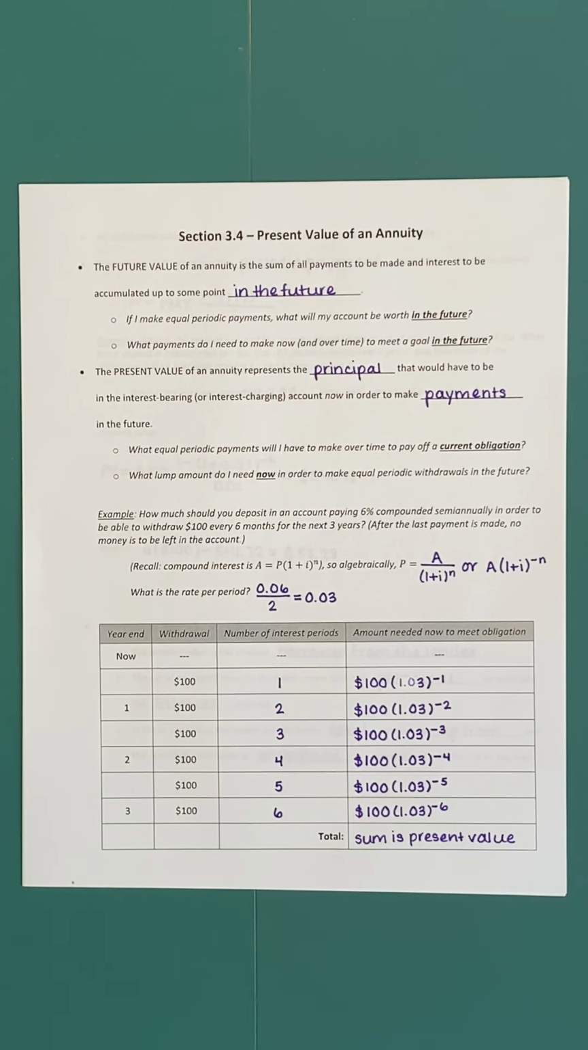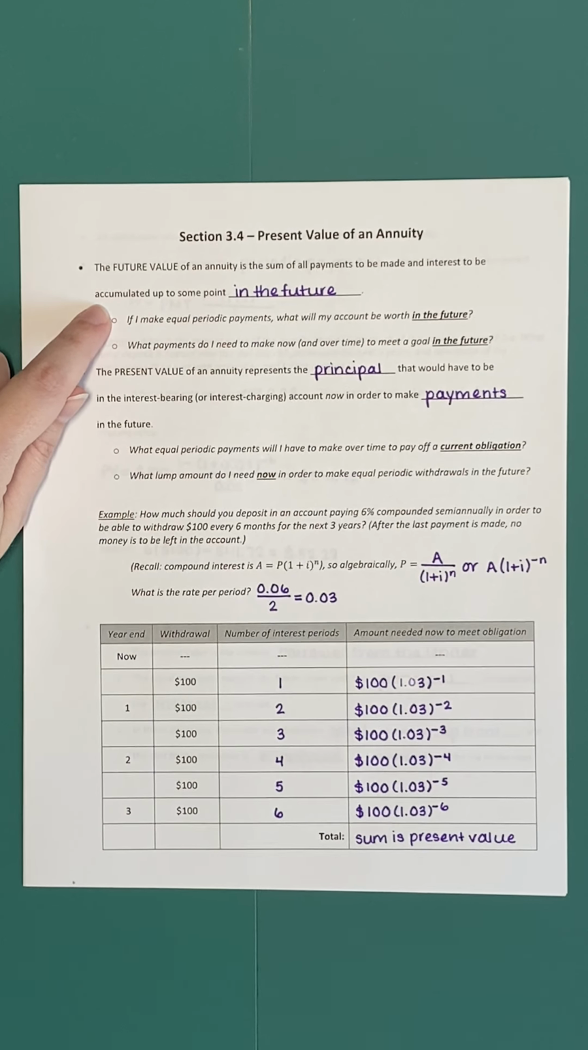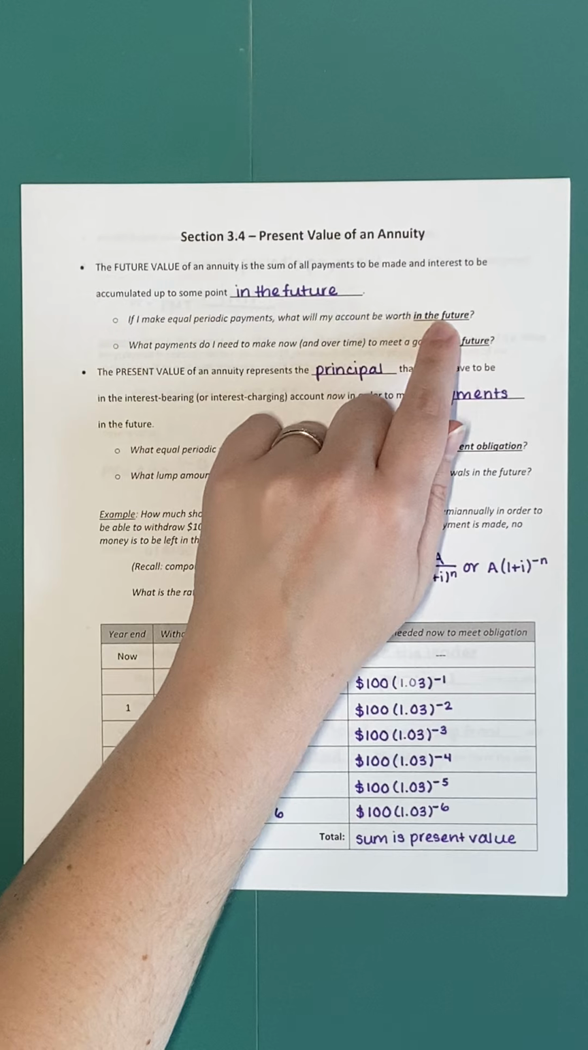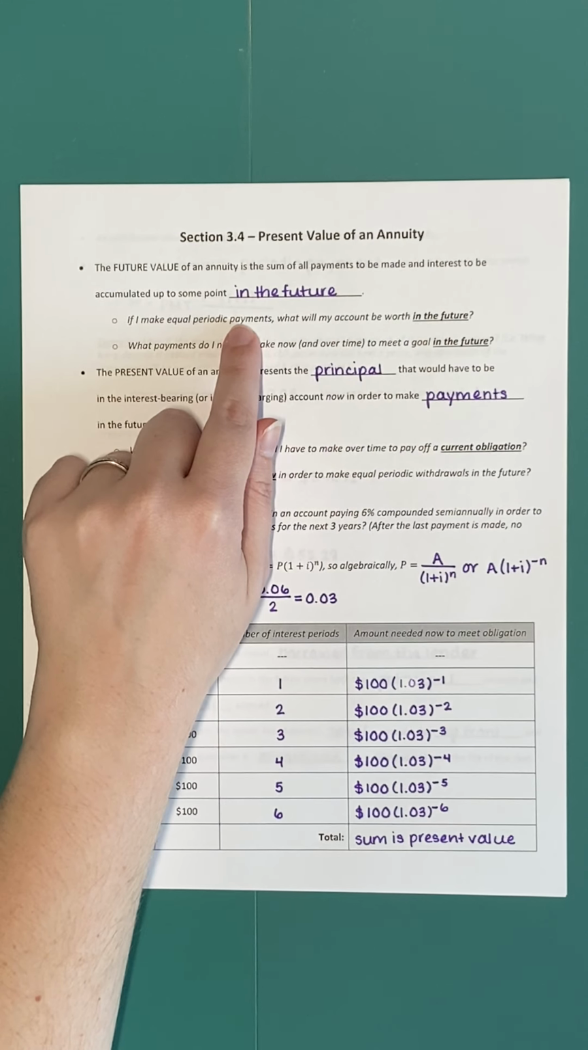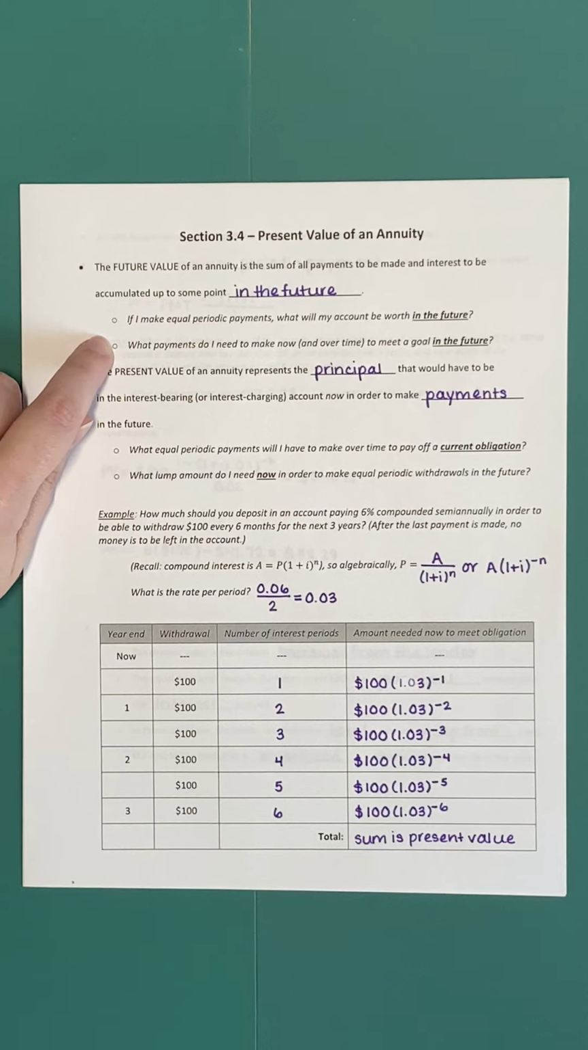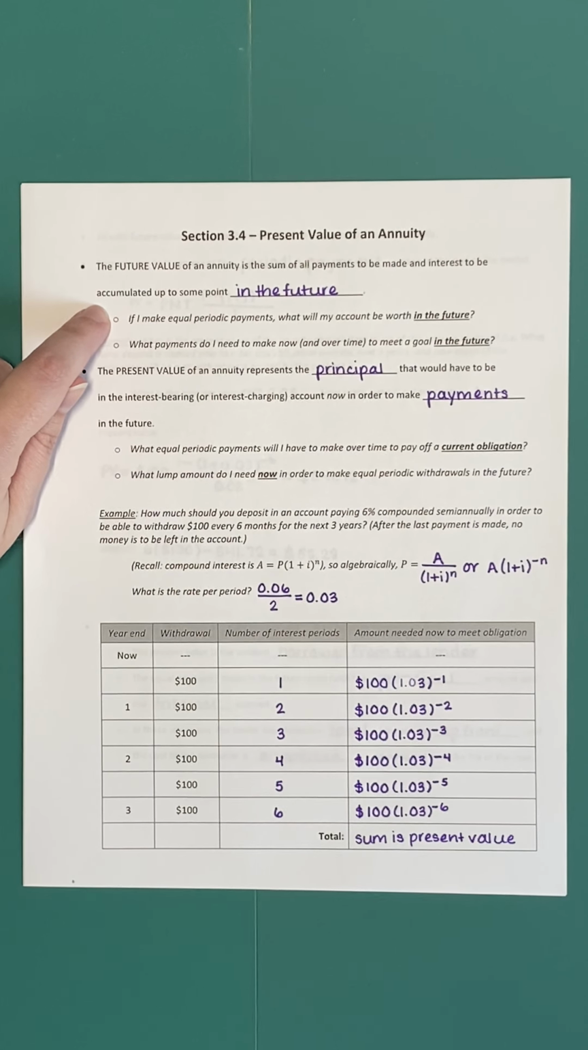So you can think of different kinds of questions that might be answered by using a formula like this, specifically the future value formula. One question is, if I make equal periodic payments, what will my account be worth in the future? Keywords: in the future. What is the account worth in the future in order to make these payments and then grow the account based on interest? Or what payments do I need to make now and continue to make over time to meet a goal in the future? If we're asking the first question, then what we're trying to determine is the actual future value.